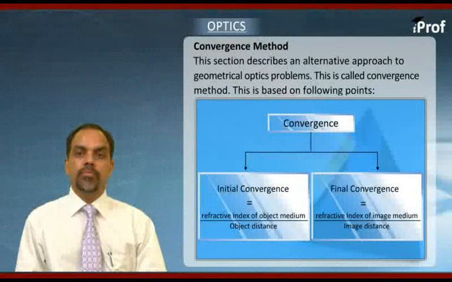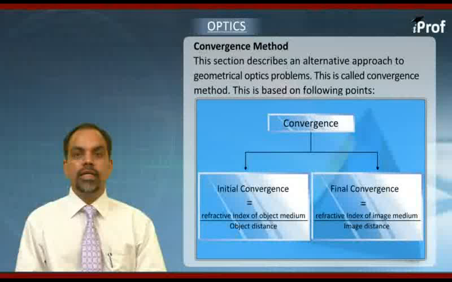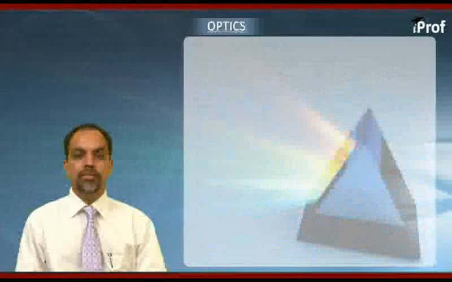I repeat it again. We talk about initial convergence, which is related to the object, and then we have final convergence, which is related to the image. Initial convergence is the refractive index of the medium in which the object is present divided by the distance of the object, whereas the final convergence is the refractive index of the medium in which the image is present divided by the image distance. That is the first point we have to remember, the definition of initial convergence and final convergence.